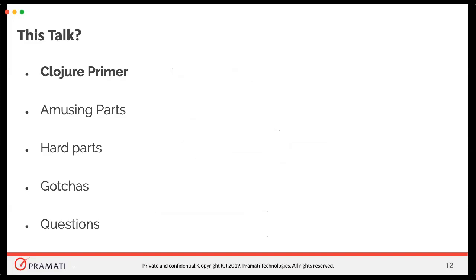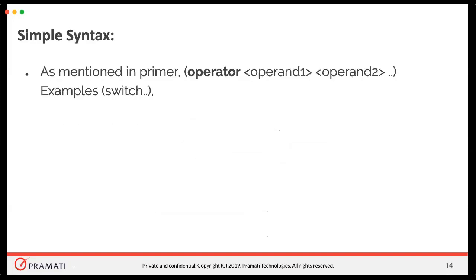Let's move on to the amusing parts. The first thing is simple syntax. As mentioned earlier, all Clojure expressions follow the simple syntax of operator followed by the operands. So let's see some expressions to get a feel of it. For example, if I have to add multiple numbers, I'll say like this. If I have to associate a value with a reference, I'll say this. If I have to compare a value with another value, I'll say this.